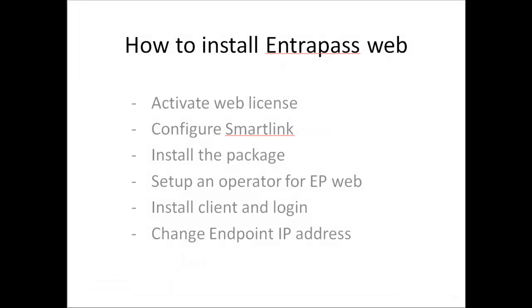Friends, this is Jeff from Kantech Support, and today we're going to take a look at how to install EntraPass Web. So we're going to look at activating the web license. We're also going to look at how to configure the Smart Link. Then we will install the package, and then we will set up an operator for EntraPass Web. Then we will install the client and do a test login, and then we're going to change the endpoint IP address. Okay, so first, how to activate the web license.